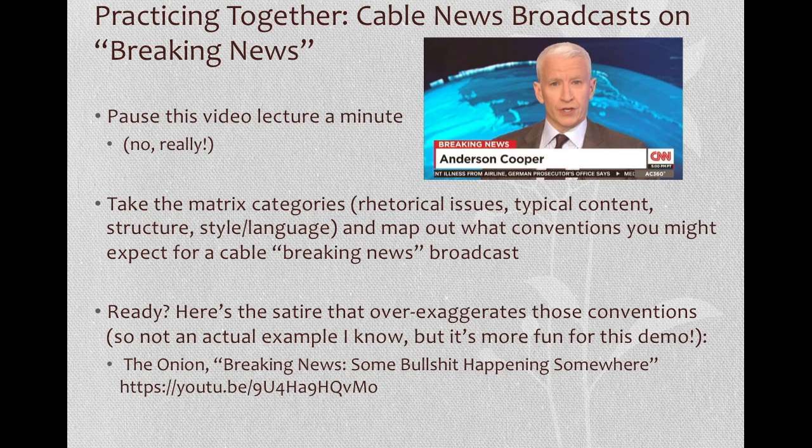So what we're going to do is two kinds of practice together. And the practice involves looking at not really actual examples of the genre, but to make it more fun, instead of just looking at an example and comparing what we come up with to the example, I'm going to have you compare what we come up with to a satire of the example. I do that because I think it's more entertaining, A. And I also do that because what a satire does is try to appropriate that genre by over-exaggerating the conventions we'd expect, right?